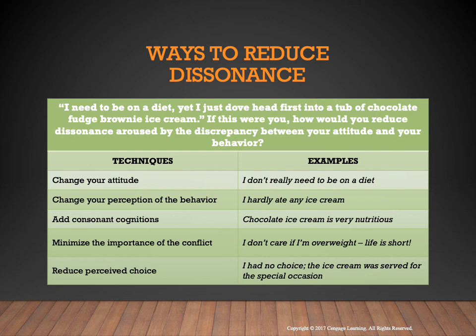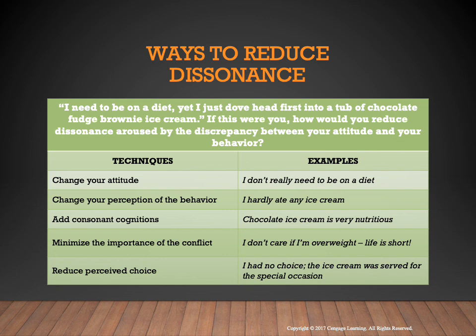I can do this through a number of techniques. One of them is to change my attitude. I can say to myself, I don't really need to be on a diet. The second is to change my perception of the behavior. I can sort of lie to myself and say, I didn't really eat that much ice cream. It wasn't that bad. I can also add consonant cognitions or alter my thinking about this and say, chocolate ice cream is very nutritious. I can talk about, oh, it's got antioxidants and calcium. I might also minimize the importance of the conflict overall by saying something like, well, you know what? I don't actually need to diet.